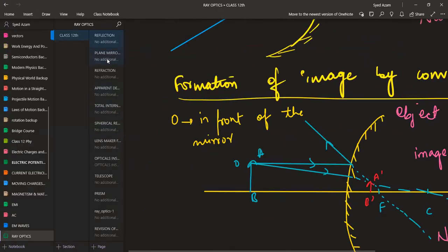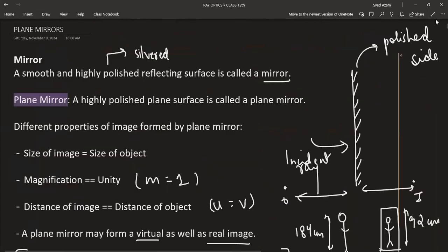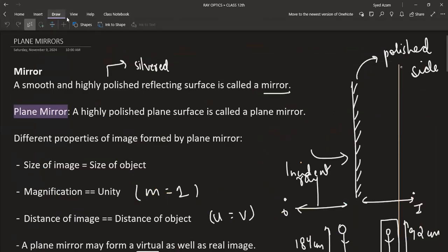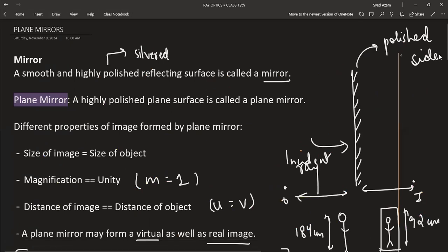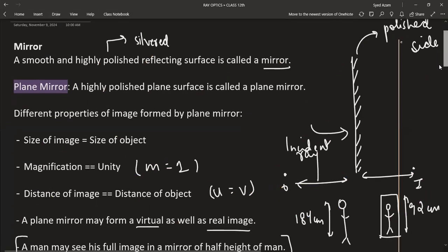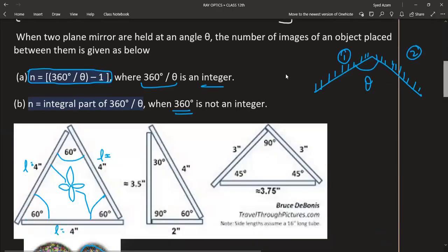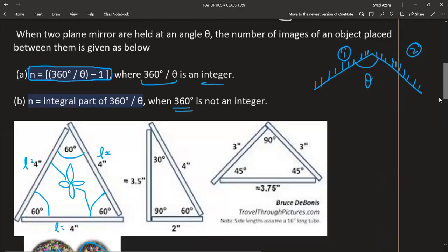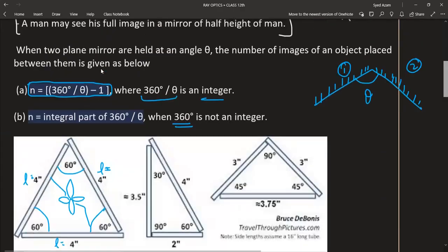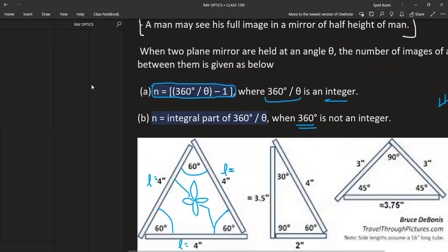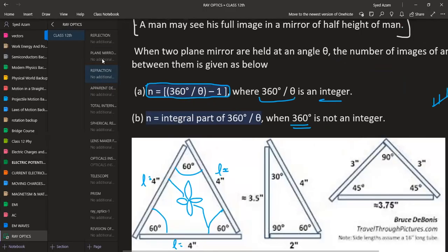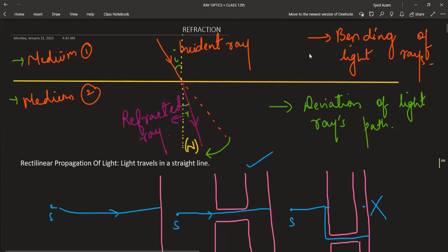I'll start with this. Plane mirror also we have discussed. See, in the plane mirror part, these are some properties. Basically, you have to remember that magnification is equal to unity, the distance of image is equal to the distance of object, and virtual and real images both are created here. The number of images is very important: 360 degrees divided by theta, minus 1, whatever theta is given.